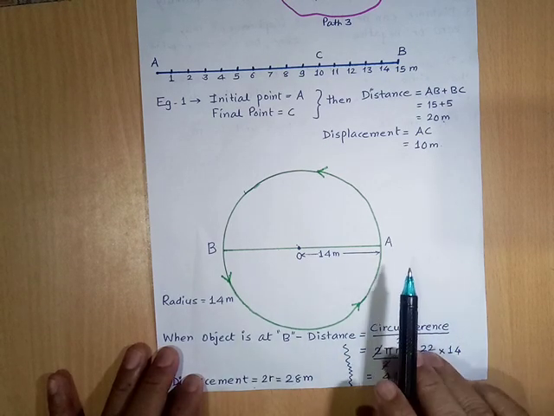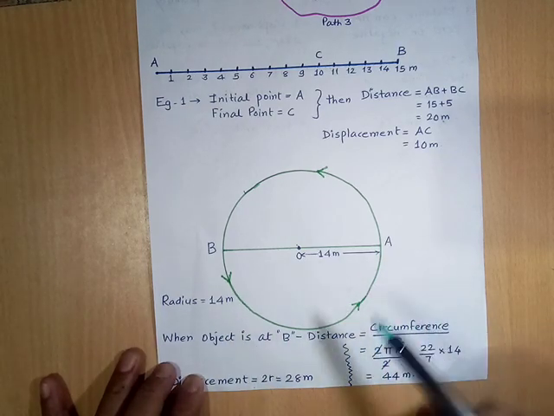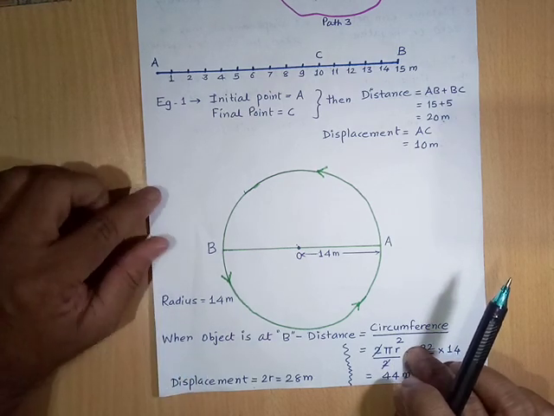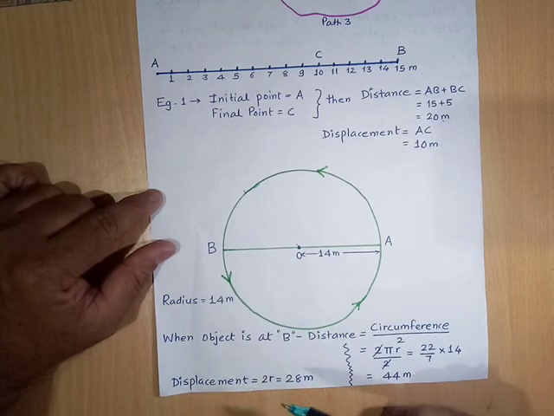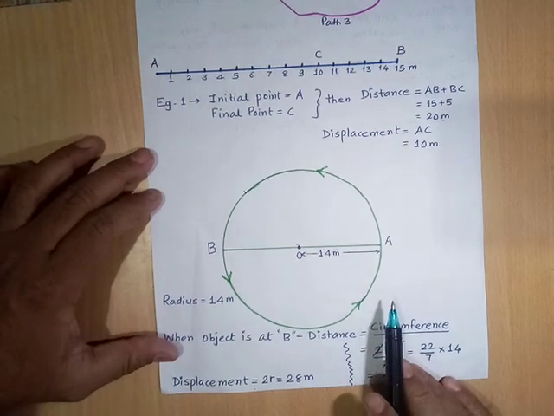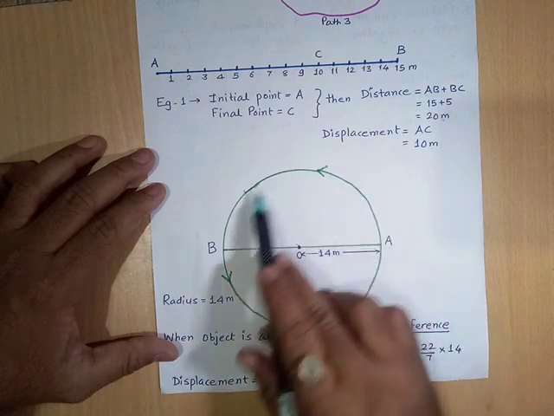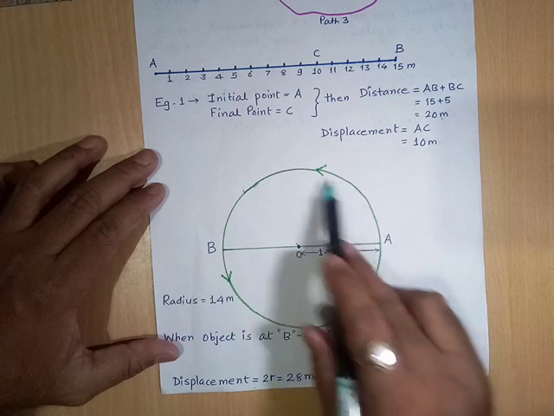Now let us try to understand one more example by which all the concepts of distance and displacement will be made clear. It is not always necessary that the object travels in a straight line. Sometimes the object may travel in a circular path, sometimes the object may travel by taking a turn. So we have to consider in such situations how the distance and displacement can be calculated. So imagine that there is a circular track, which I have shown with the help of a green marker pen. On this circular track an object is moving.